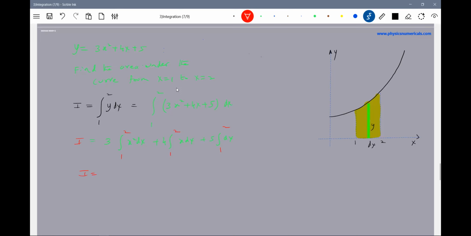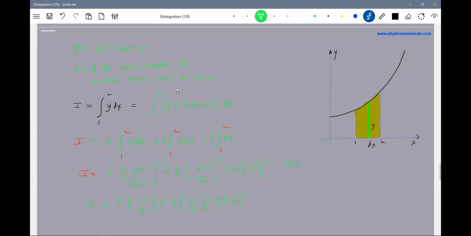So what is I now? This will become I is equal to 3, power rule, x to the power of 2 plus 1 by 2 plus 1, from 1 to 2, minus 4 x to the power of 1 plus 1 by 1 plus 1. Here I'm asking, what is the power here? 1. Plus 1 by 1. Here the integral of dx will be x, from 1 to 2, plus 5. So 3 x cube by 3, 1 to 2, minus 4 x square by 2, 1 to 2, plus 5, limits 1 to 2.